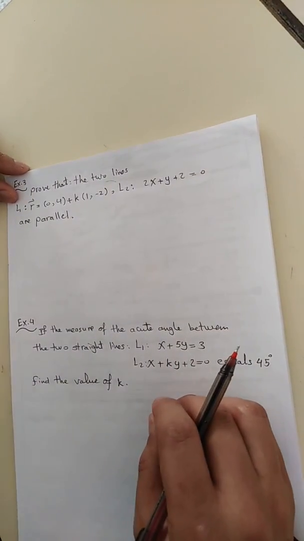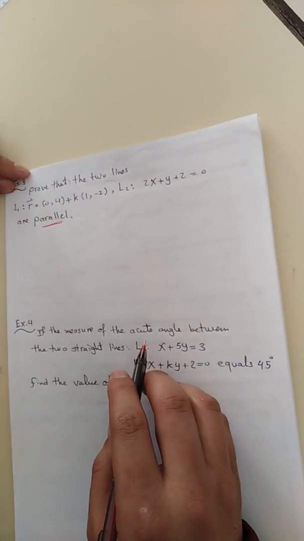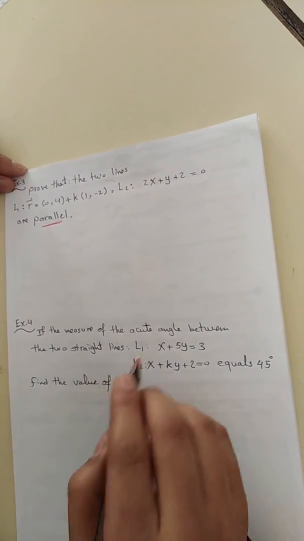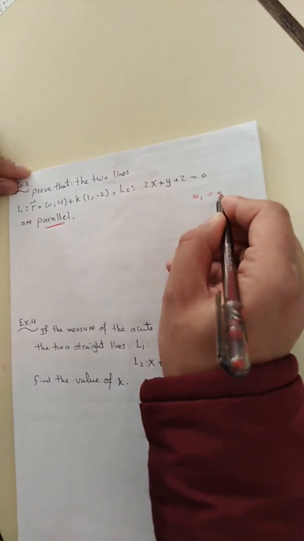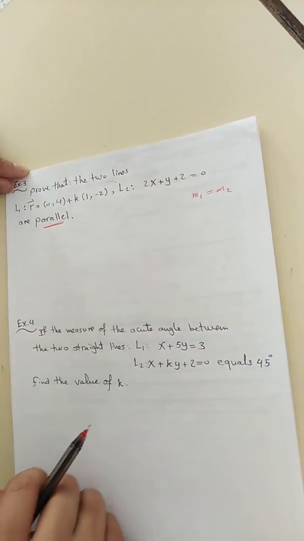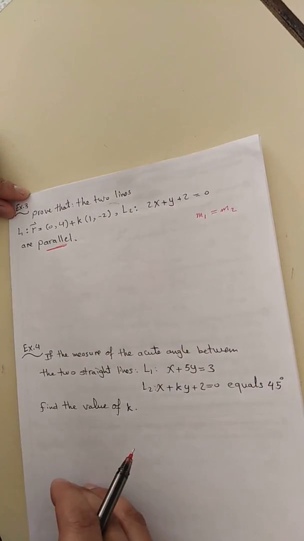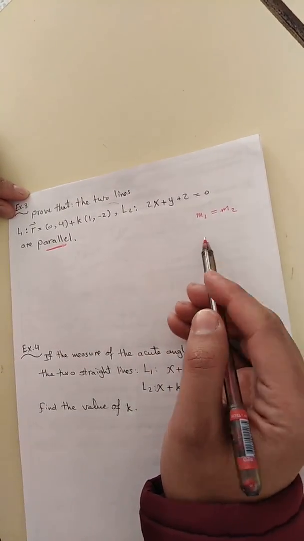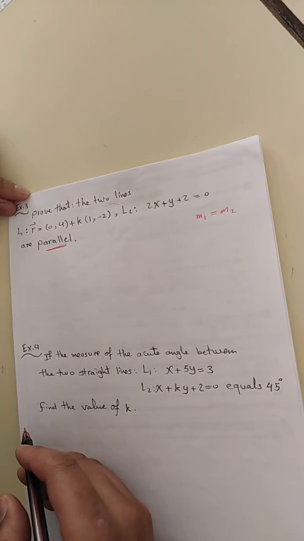Let's start with what is the meaning of parallel straight lines. Yes, that means the two straight lines have the same slope, that means m1 equals m2. Yes, let's prove it. Let's get the first slope and the second slope, and if they are equal, then the two straight lines are parallel.